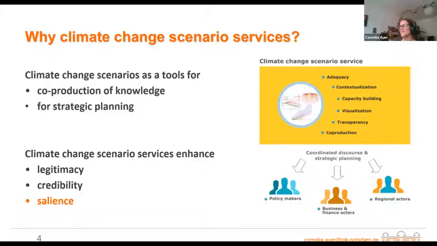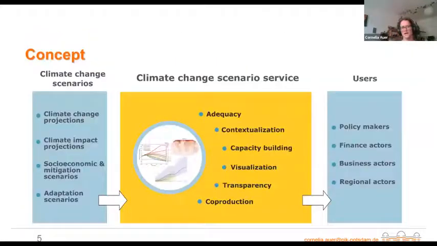And we believe that climate change scenarios have legitimacy and credibility to a great extent by, commonly, the usage of commonly accepted outlets like the IPCC reports, but especially with respect to mitigation scenarios, we feel that the salience is more underdeveloped, and salience means that this information should become tangible and relevant to a broader audience. And we wanted to establish a vision for a service that enhances the salience of climate change scenarios.